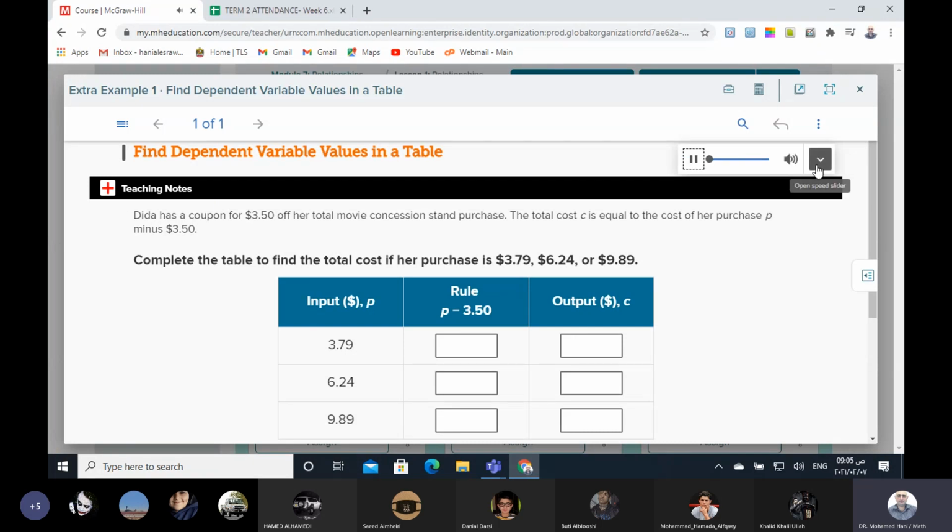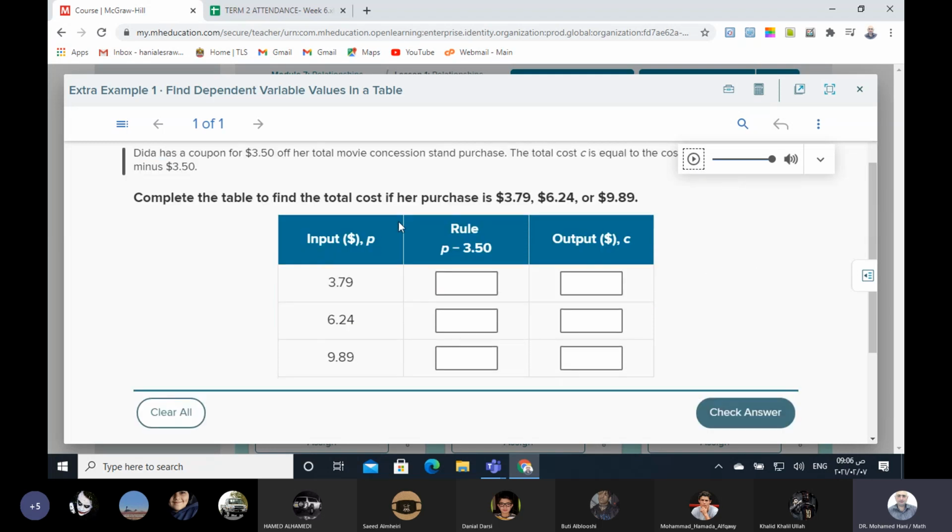Find dependent variable values in a table. Teaching notes. Dita has a coupon for $3.50 off her total movie concession stand purchase. The total cost C is equal to the cost of her purchase P minus $3.50. Okay, now we have this table. The first column, you have the input, we represent with the variable b, and then we have the rule. The rule says b minus 3.50 to get the output, represented by the variable c.